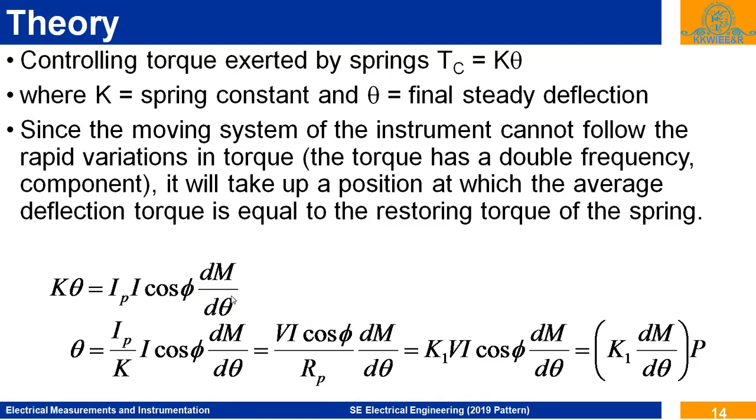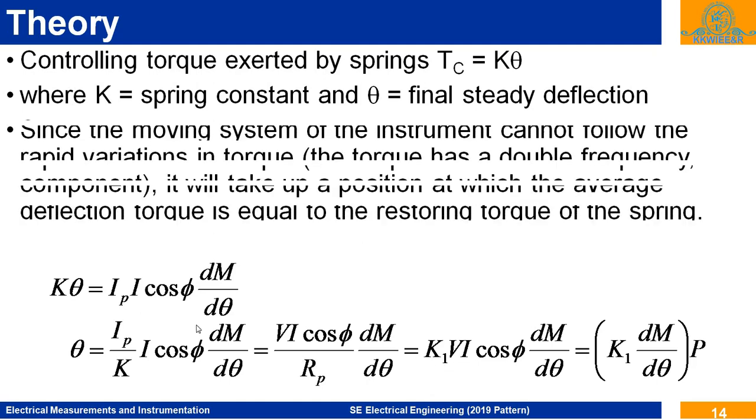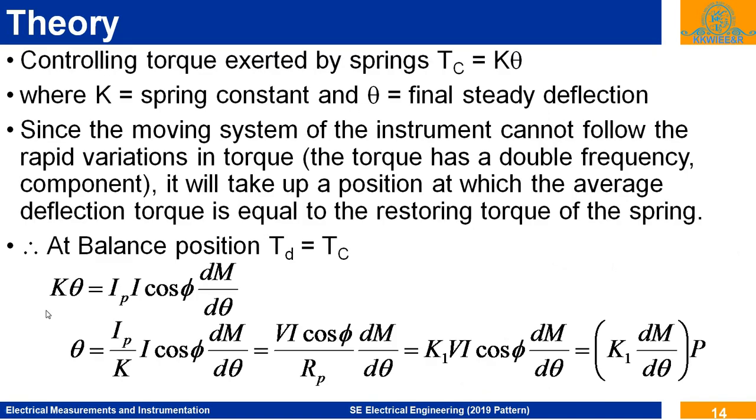dM by d theta. I think some portion is missed here. So we shift this k and find the deflection theta. Theta is equal to Ip upon k, I cos phi, dM by d theta.